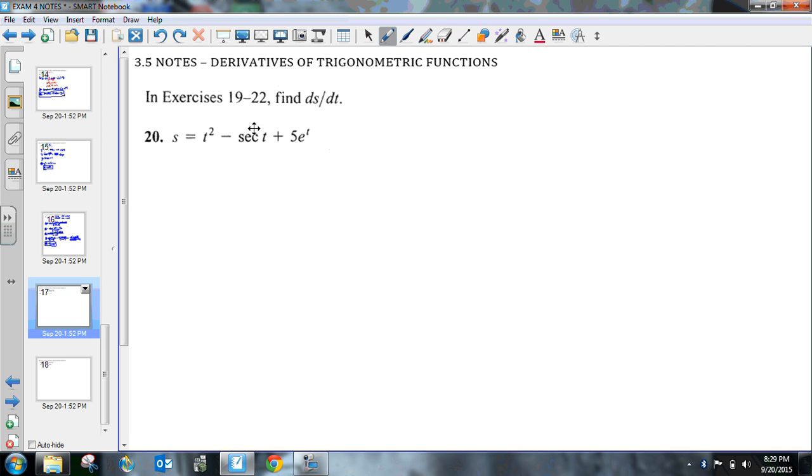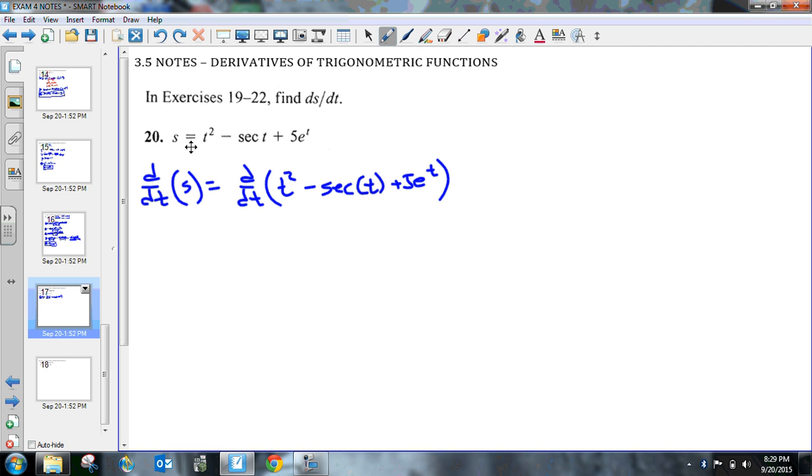Okay, this one isn't too terrible, but this says find ds dt. So look, my independent variable is t, and my dependent variable is s. So what I'm going to do is take d dt of everything, so take that of s, and then take d dt of t squared minus secant of t plus 5e to the t. And so, guys, I'm doing the same thing. It's just I've got to realize that t is kind of like my x, and s is like my y.